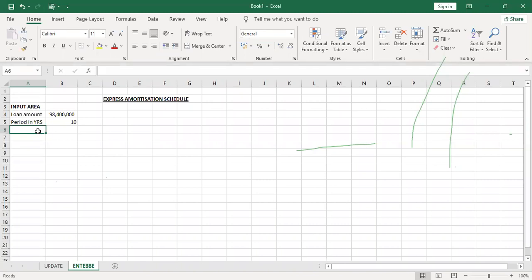I need the period in years. Can I suggest that you wait a little bit to ask that question? It's okay. At least now I have some insight about what we are including in the input area.